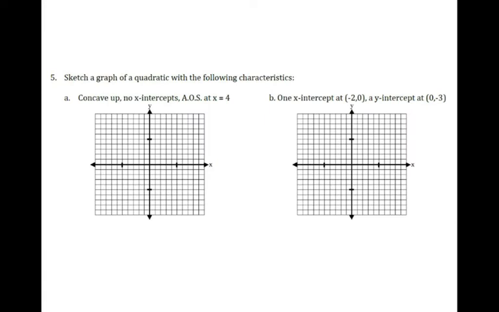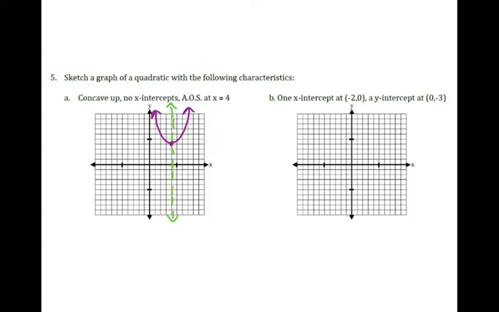All right. Number 5, sketch a graph of a quadratic with the following characteristics. Concave up, which means this is going to be opening up. It has no x-intercepts, and the axis of symmetry is at x equals 4. So I'm going to go to 4 on my x-axis and draw a vertical dotted line, because that's going to be my axis of symmetry. And it does tell me that I don't have any x-intercepts. So your vertex is always going to be somewhere on the axis of symmetry. And since I don't have any x-intercepts, that means it's not going to cross the x-axis at all. But I do know it is concave up, which means my parabola needs to be opening up. So there is a sketch that meets those stipulations.